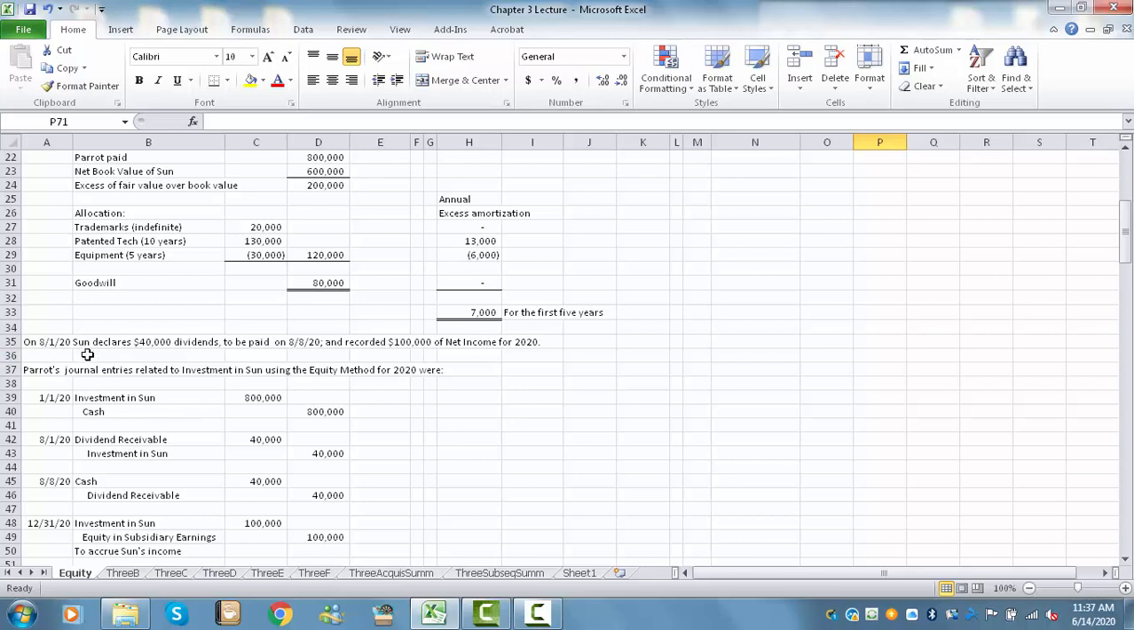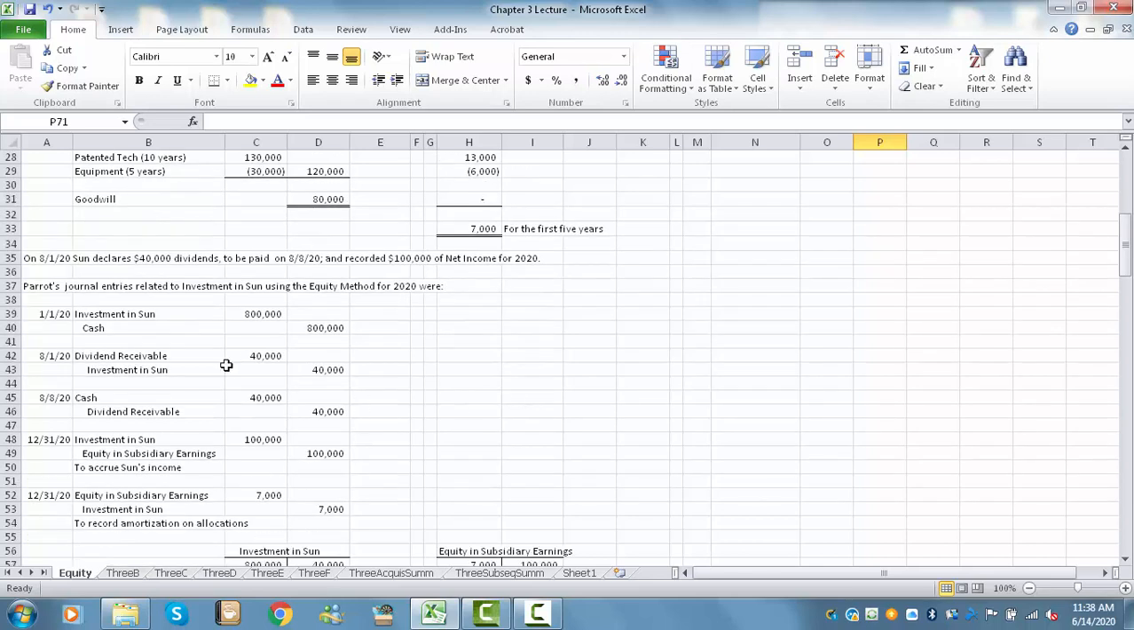On August 1st, Sun declares $40,000 in dividends to be paid on August 8th, and they recorded at the end of the year $100,000 net income for 2020. Just to remind you, Parrot paid $800,000. We got an investment, so we recorded the investment at its cost. Because Sun declared dividends, we recorded dividends receivable and a decrease in the investment in Sun. And then when we got our money, we simply got rid of dividends receivable and showed that we acquired the cash.